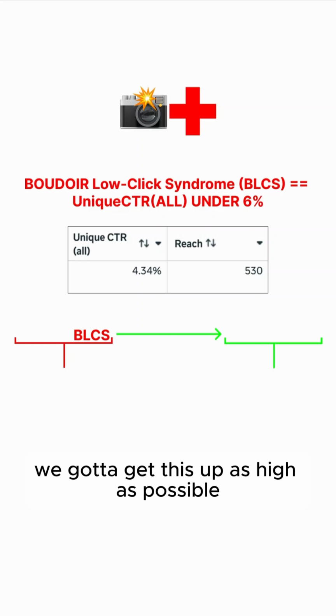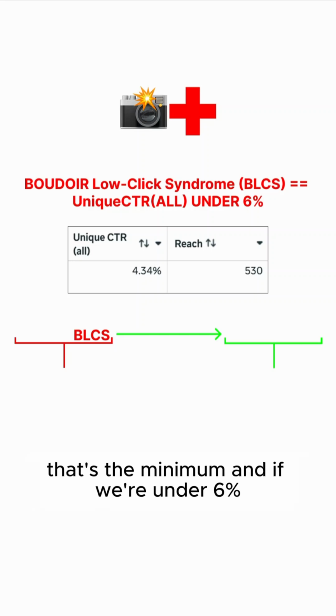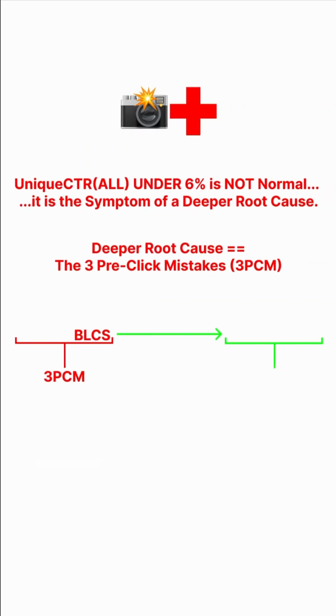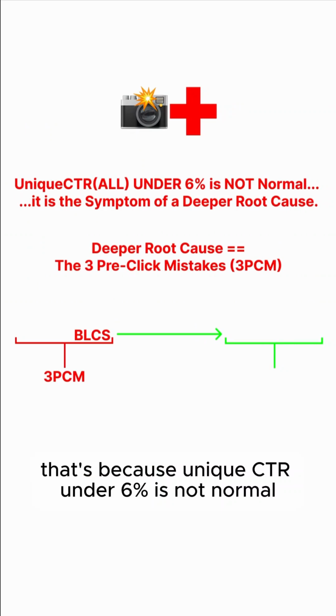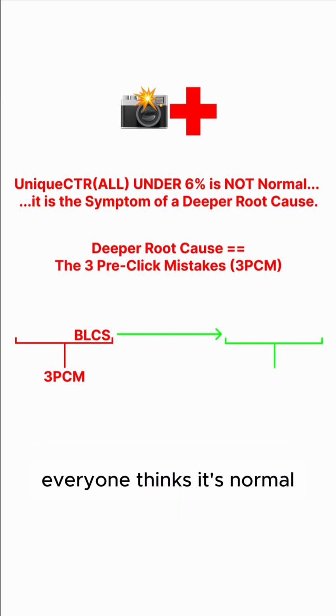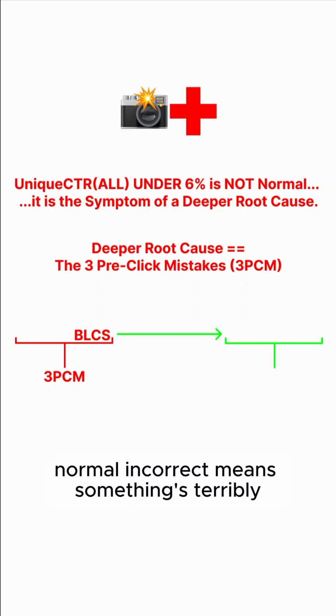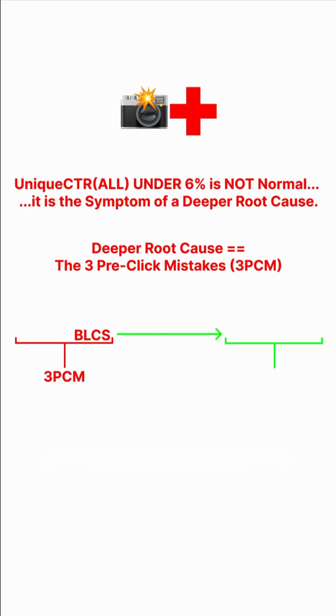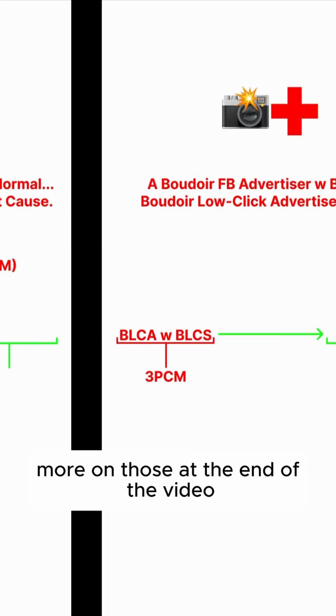We've got to get this up as high as possible. 6% is the floor, that's the minimum. And if we're under 6%, we've got a massive problem. That's because unique CTR under 6% is not normal. It's a symptom of a deeper root cause. It's extremely common, and everyone thinks it's normal. Everyone says, oh, it's normal. Incorrect, it means something's terribly, terribly broken. That deeper root cause is the 3 pre-click mistakes. More on those at the end of the video.